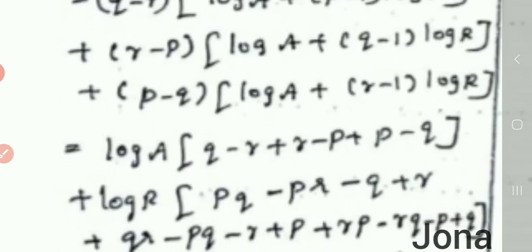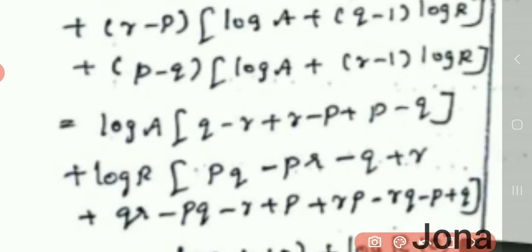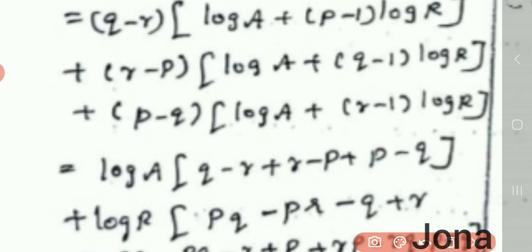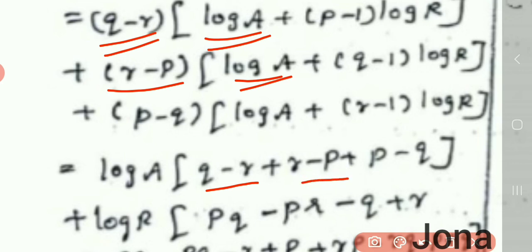and then I want to simplify this. Now we want to take log a as a common factor from these three terms. So I can take log a, and here I have already q minus r, so this q minus r, and then for this log a we have r minus p, plus r minus p, and then for this log a we have p minus q, so plus p minus q.